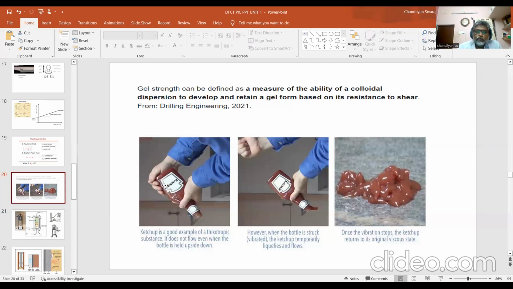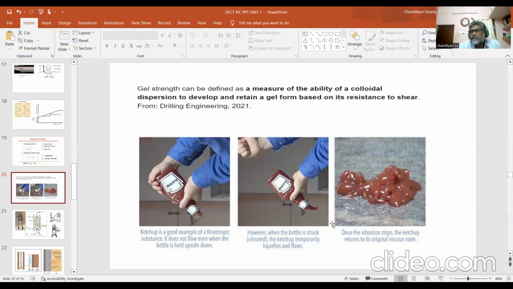What does it mean? It is a fluid whose viscosity changes upon application of stress. That is what is called gel strength. Once the vibration stops, the ketchup returns to its original viscosity. If you don't press it, it has the same viscosity. Until you press it, you'll be able to see fluidity happening. So the concept behind that is called gel strength.